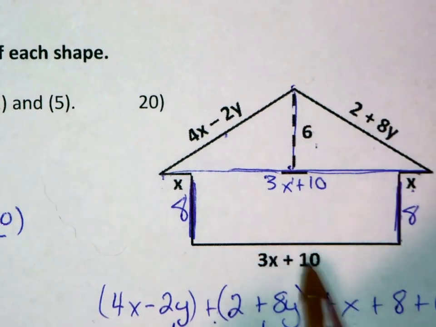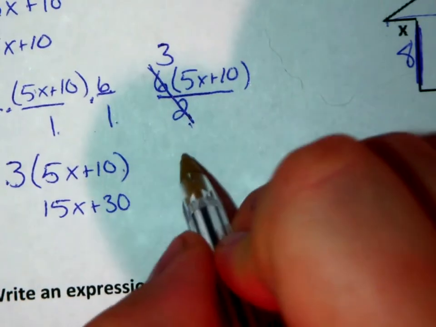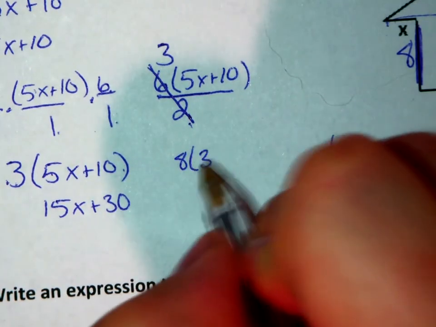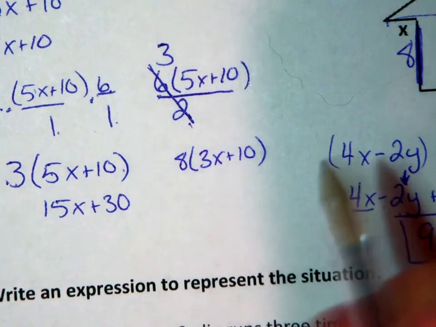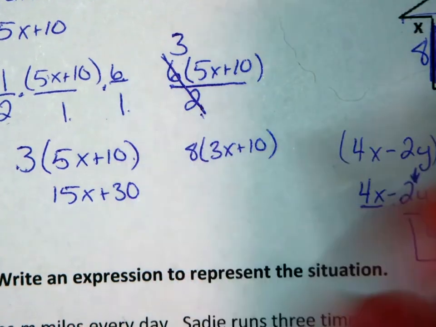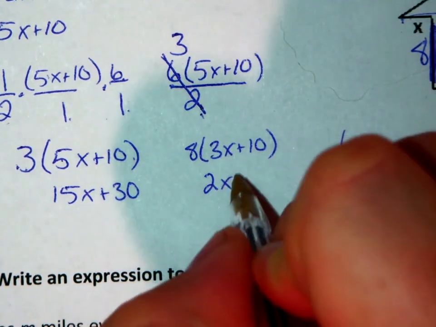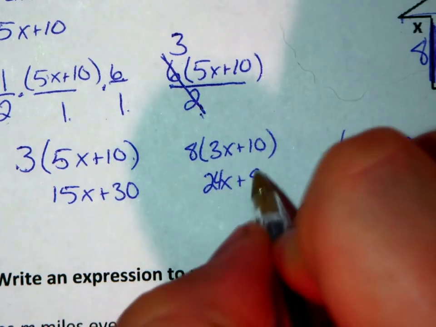So now we need to find the area of the base rectangle, which will be a little bit easier. 8 times 3x plus 10. And again, we need to distribute. 8 times 3x is 24x. 8 times 10 is 80.